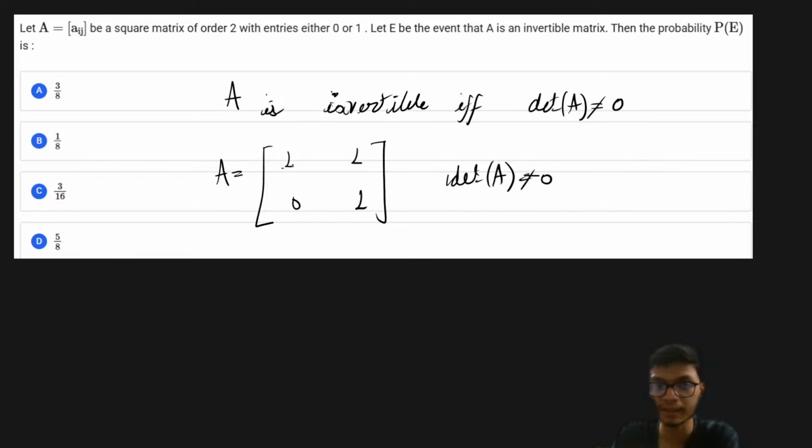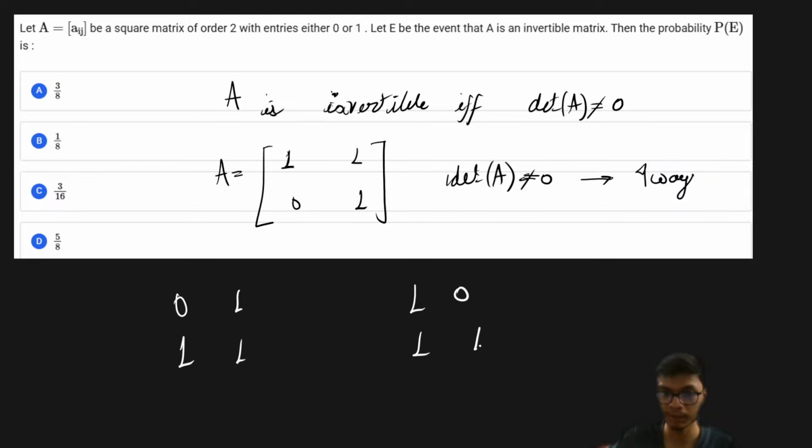So if I have a matrix like this, the possible matrices of this kind can be written in 4 ways, for which the determinant is non-zero. Now you must be wondering how there are 4 cases. It is very simple to understand. You can interchange the 0. So 0 can be over here with 1 1, you can have 1 0 1 1, you can have 1 1 1 and 0. These are all the 4 cases for which the determinant is not equal to 0.